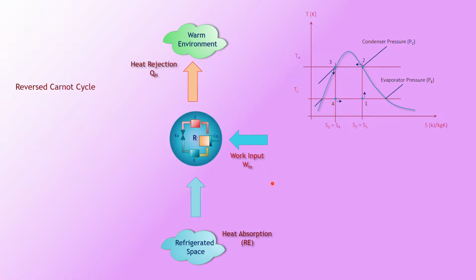For the heat engine Carnot cycle, we have heat flow from the warm environment, that means from the high temperature region to the lower temperature region. But as for the reverse Carnot cycle for refrigeration, we have the opposite direction. The heat is flowing from the lower temperature region to the higher temperature region. The lower temperature region here, we call it the refrigerated space.